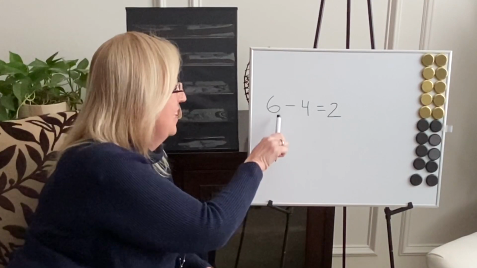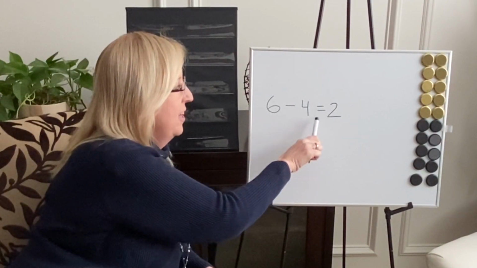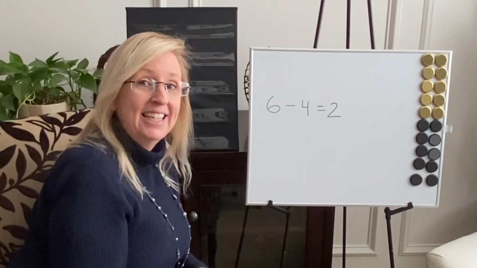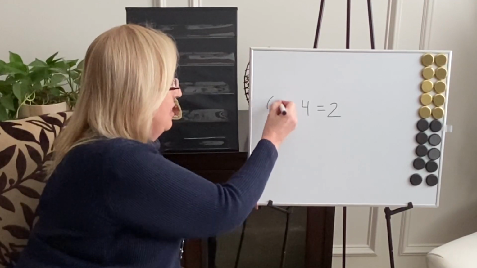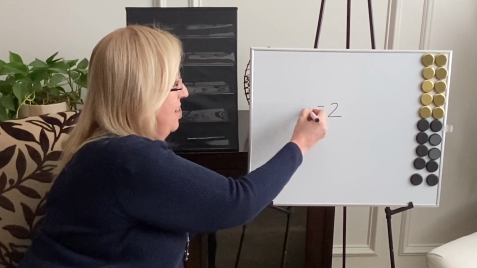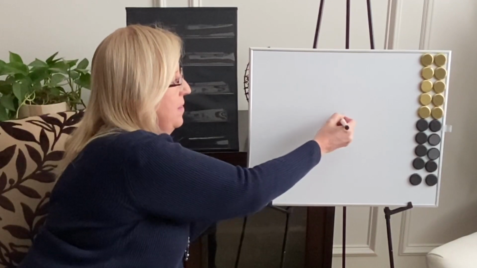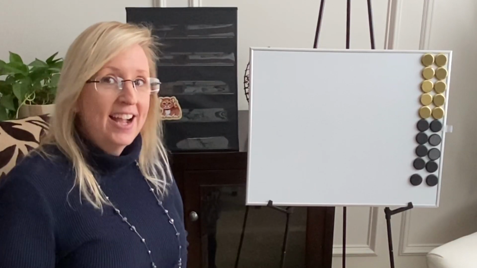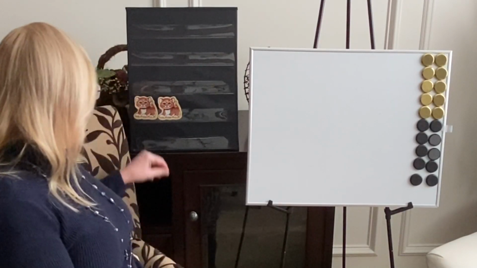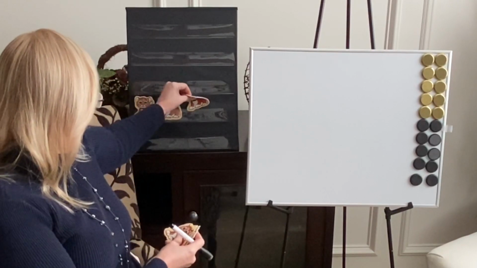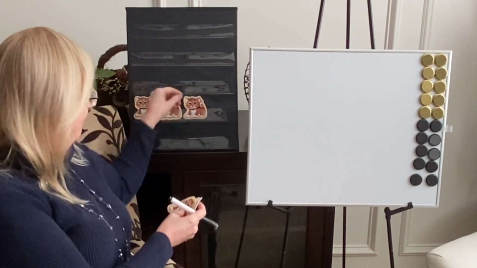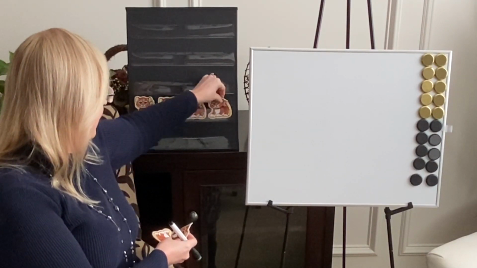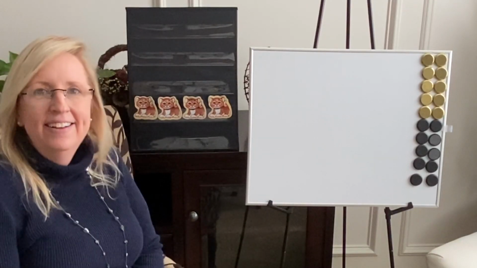Read it with me, please. 6 minus 4 equals 2. If you're working on a whiteboard like I am, now is the time to erase. If you're working on a pencil and paper, don't worry about it. I'm erasing for you. Close your eyes again. No peeking. Open.